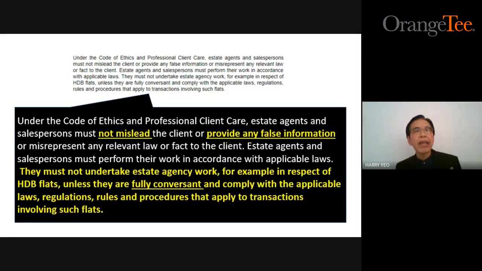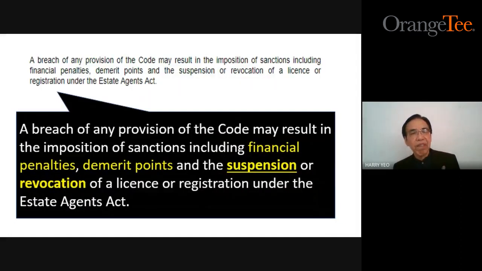Under the code of ethics, it is stated that an agent must not mislead a client and must not provide false information. Must not be doing HDB if you're not conversant. In this case, Amy has broken all these rules. She is not competent. Under the fiduciary duty, you must exercise reasonable care. You are supposed to be competent, and Amy is not competent. Therefore, she was fined and suspended. Fined $6,000, suspended for 6 months.